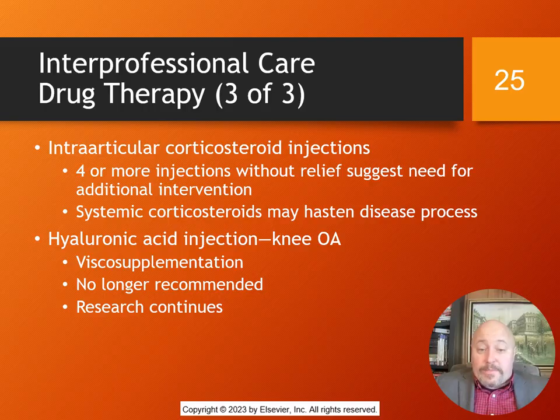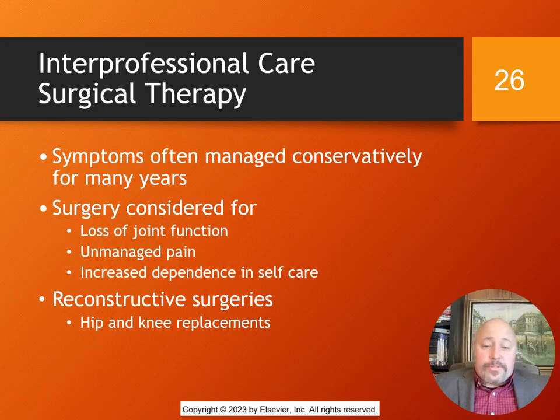Systemic corticosteroids may even hasten the disease process eventually. While it's effective in the short term, in the long run, we're actually increasing the rate that cartilage is being broken down. And if none of those interventions were successful, we may move up to surgery. The symptoms of arthritis may be managed conservatively for many years until we're finally at a point where we're going to need a hip or knee replacement. That surgery is considered for complete loss of joint function, unmanaged pain, and increased dependence on self-care where they are losing function, they are losing mobility.